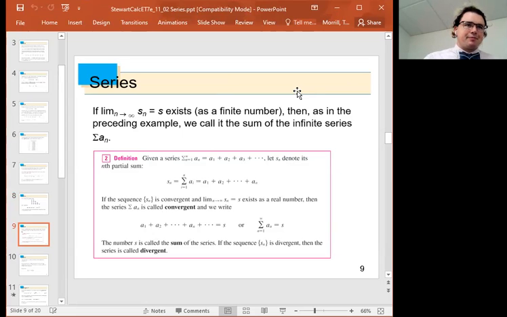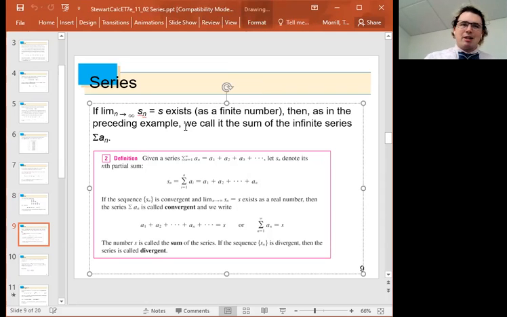So if that limit of partial sums exists and is finite, then we'll just say that the sum of the infinite series is going to be equal to this limit.